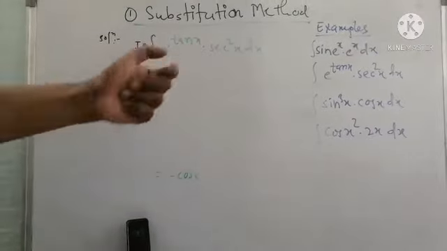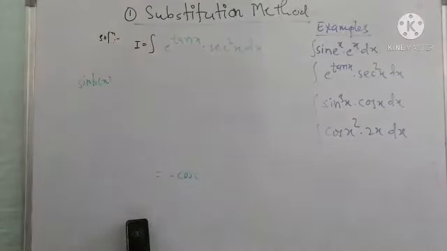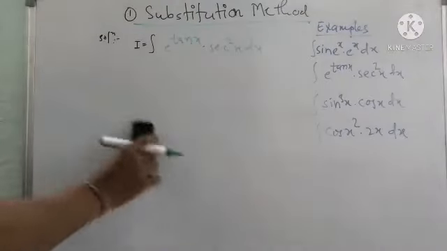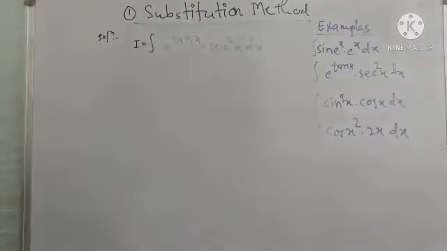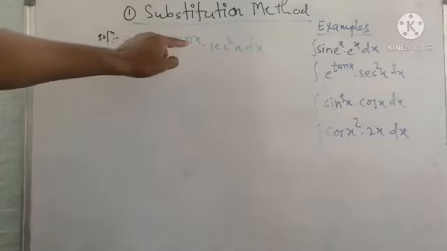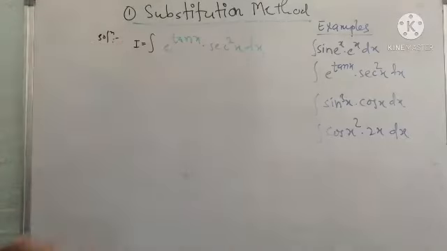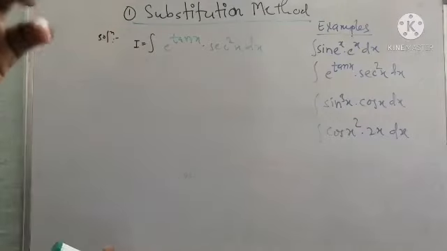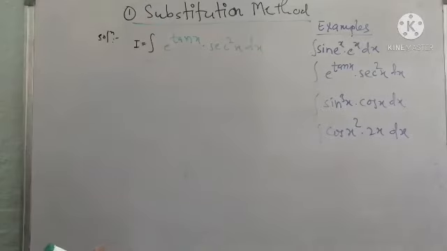Here e raised to tan x is a composite term, as it is in the form of e raised to f of x, and sec square x is also a composite term, as it is in the form of f of x bracket square. But as we put the term of x in e raised to tan of x, that is tan of x, its derivative is sec square x. So we can get here the derivative of the term which is suitable to substitute.